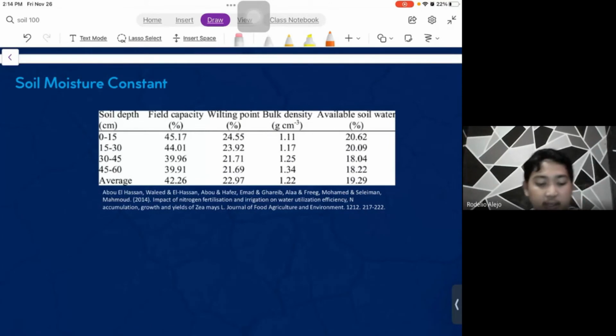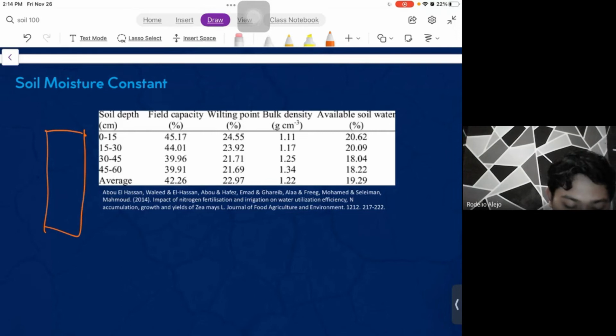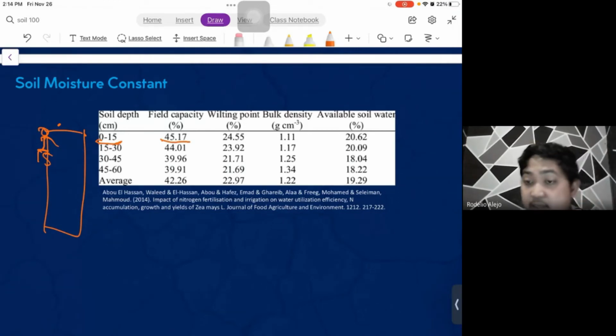So these are the relationship of soil water on a soil profile with regards to the soil depth. So soil depth means ito yung surface ng soil, 0 to 15 centimeters. So for example, ito yung soil natin from 0 to 15 centimeters. So ito yung kanyang field capacity. So ang field capacity is 45.17%. Ibig sabihin, 45.17% ng weight ng soil natin ay pwedeng maging water. Okay? So this is how we also use na unit ng soil water is yung percent.